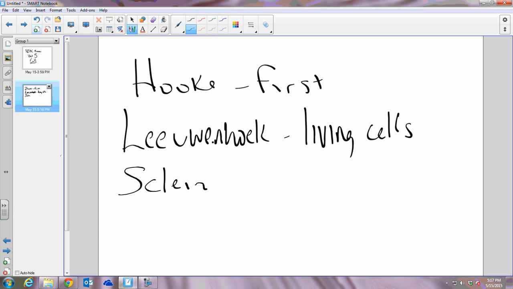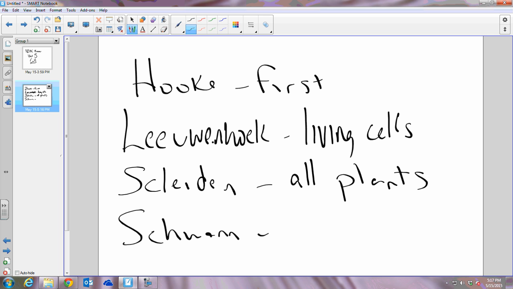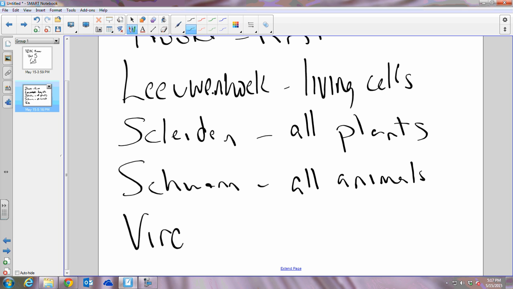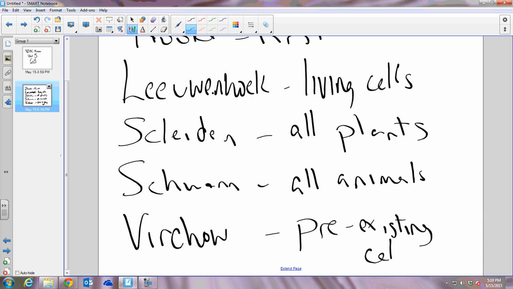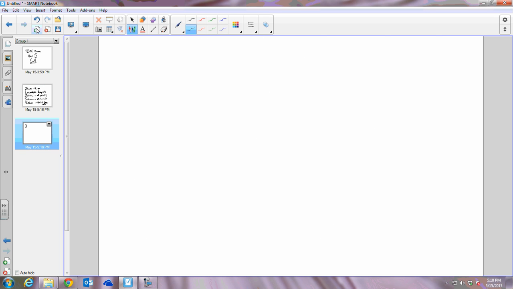And then two guys by the name of Schleiden and Schwann. Schleiden was the first to say that all plants are made of cells, and Schwann said all animals are made of cells. And then last but not least was our friend Rudolf Virchow, and what he said is that all cells come from pre-existing cells.